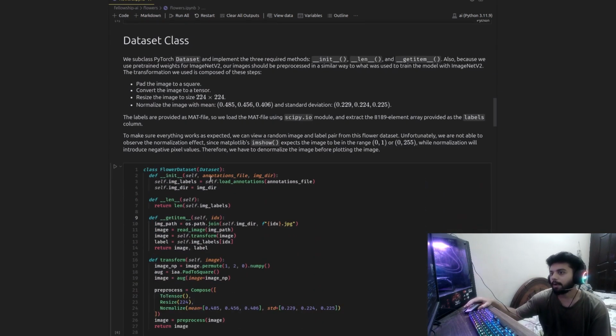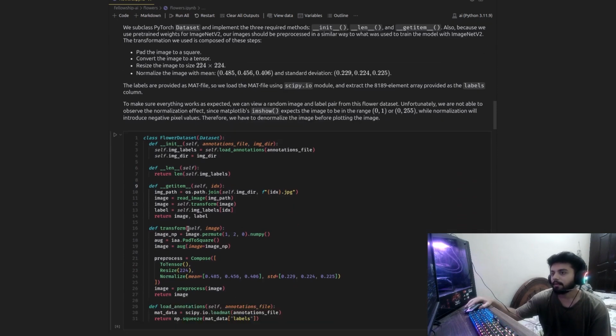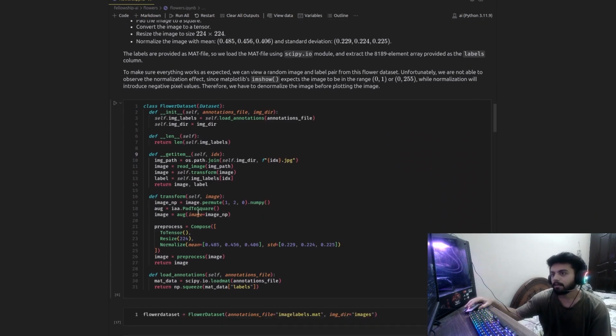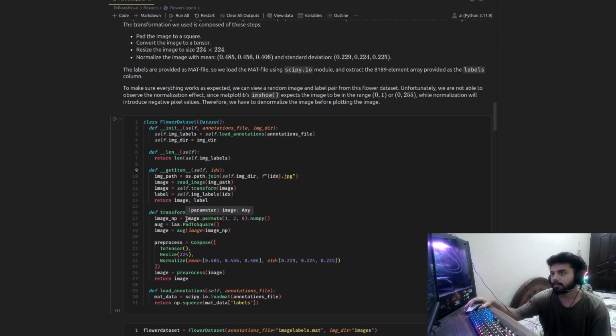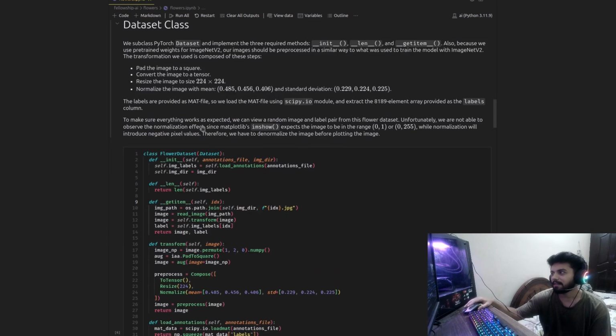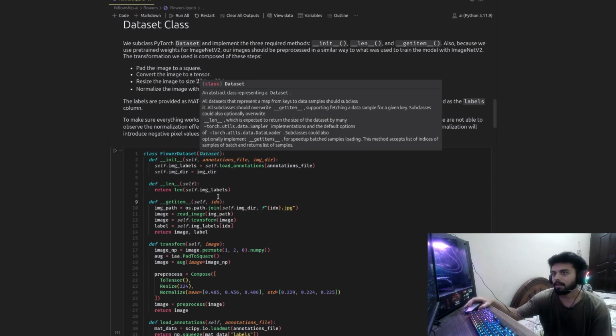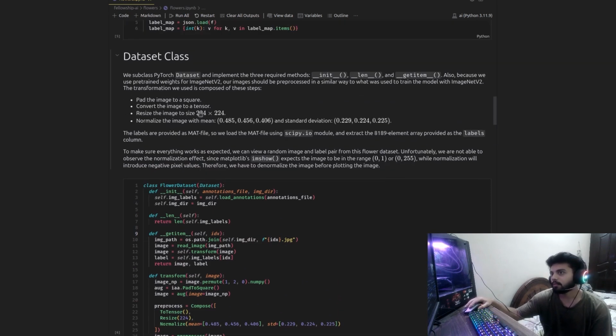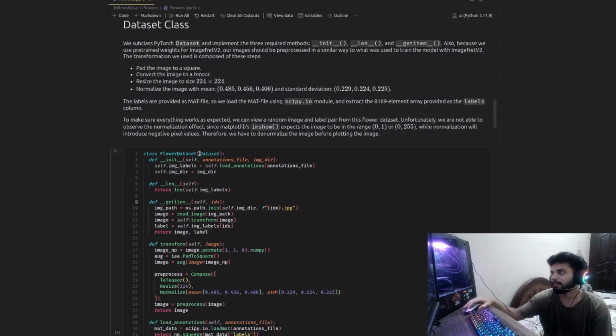Then I created a PyTorch dataset class that basically wraps around these labels and the images, and wrote a transformation function that pre-processes the images in a similar way to what was done for training the ImageNet model. This includes resizing the images to 224 by 224 and normalizing the images with mean and standard deviation.